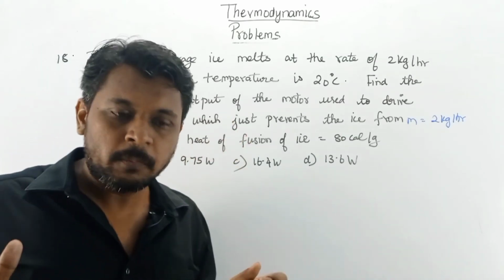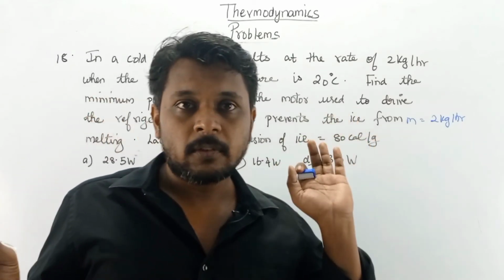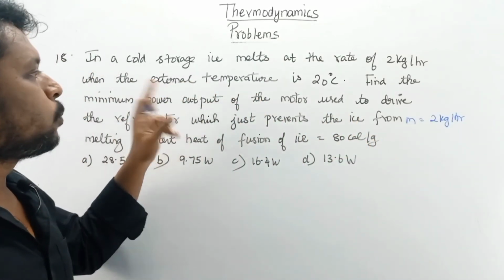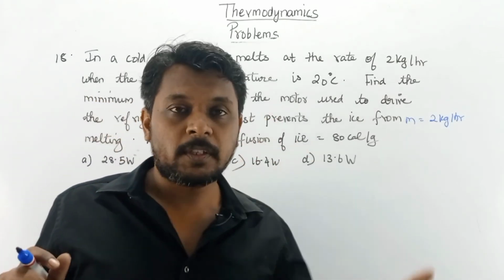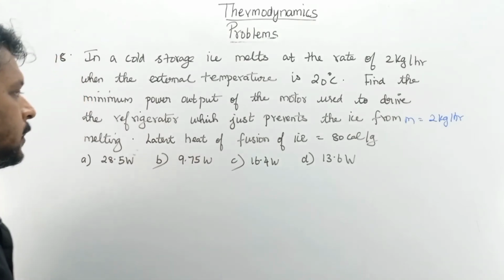melting. So now we're going to use a refrigerator to maintain the temperature of the ice, so as to prevent the melting of the ice. So what could be the power output of the motor to drive the refrigerator in which it could maintain the temperature of the ice? That is the question asked.